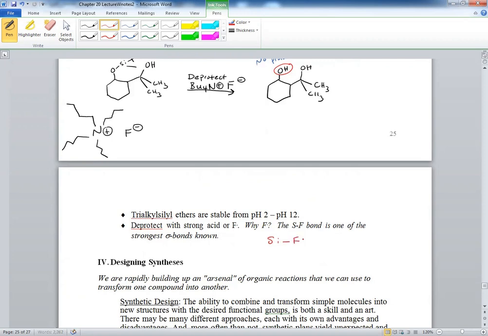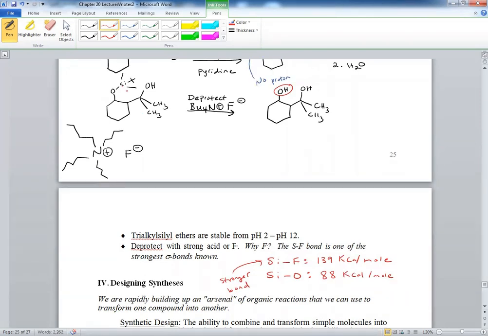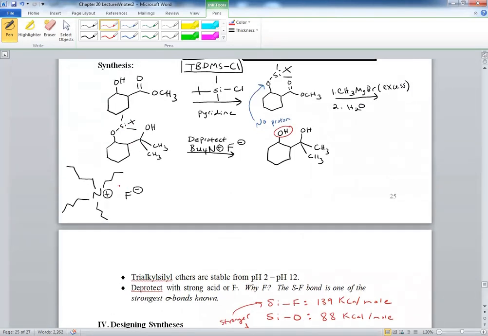Basically, Si-F has 139 kcal per mole, while the Si-O, silicon oxide, has 88 kcal per mole. So this is a stronger bond. And that's why the silicon wants to be bonded to the fluorine as opposed to the oxygen. So that's how the deprotection occurs. Basically, the silicon sees the fluorine, and then the bonding occurs between the silicon and the fluorine. And of course, the O is protonated.